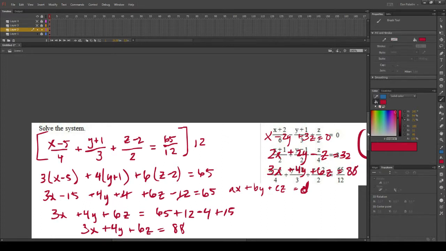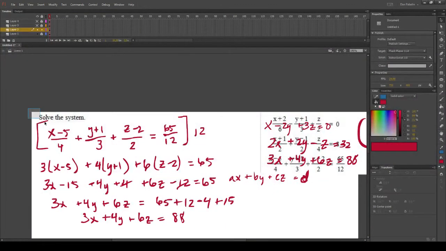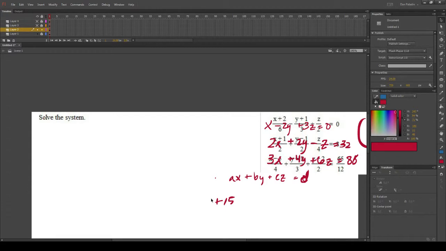So now I've got to get rid of all this stuff. Delete that, and I'll just use the eraser for this part. Okay, so now I've got my three beautiful equations. They're right here. Let's bring them over.